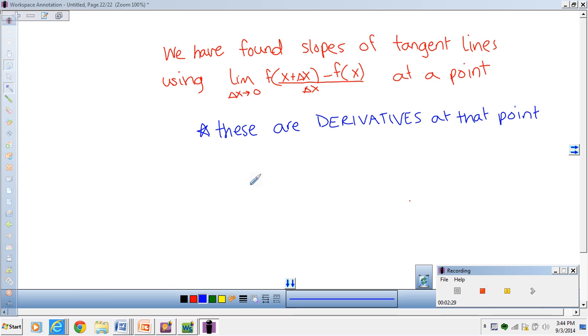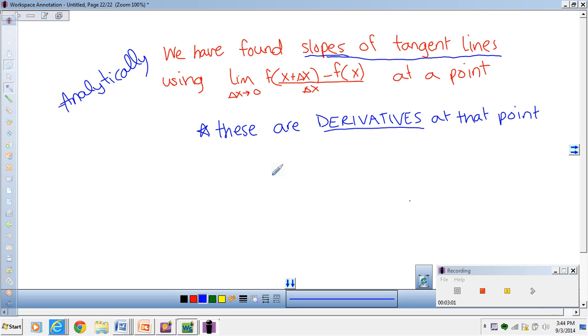Okay, so how are slopes of graphs related to derivatives? We've already found slopes of tangent lines using the limit process at a point, so given a point, these are the derivatives at that point. So derivatives and the slopes of tangent lines, they are the same exact thing. So when I tell you to find the derivative, you are finding the slope of the tangent line. Okay, and we've done this analytically, using the limiting process. Now I'm going to show you how to do it graphically.